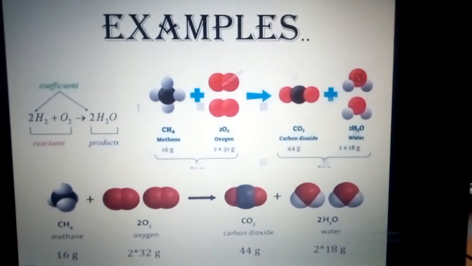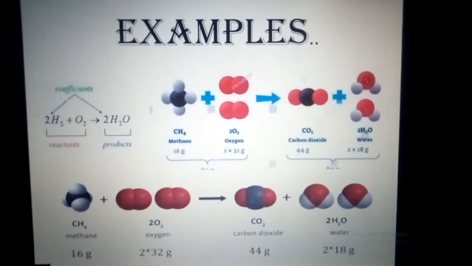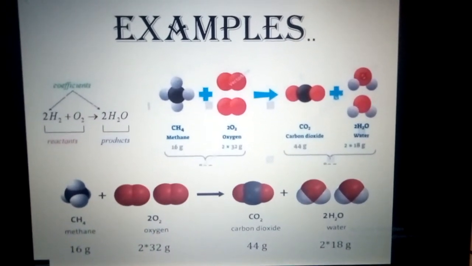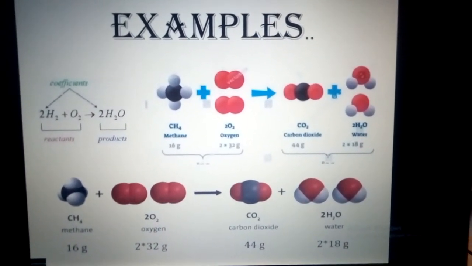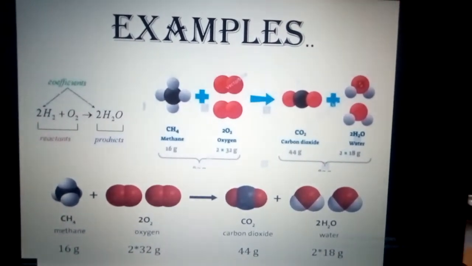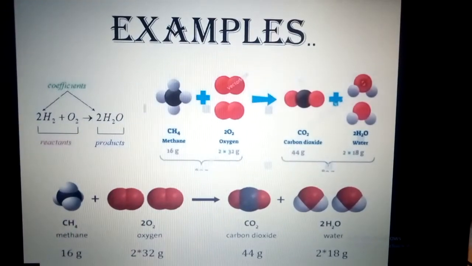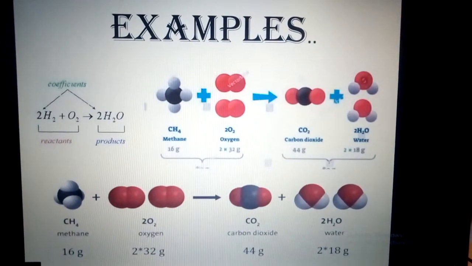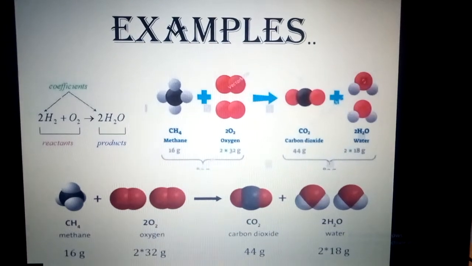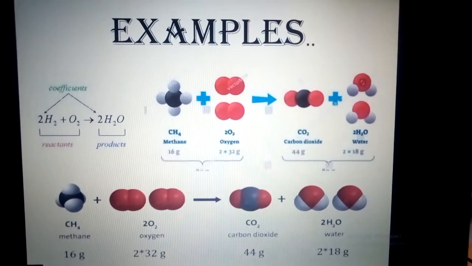In the next example, we have 16 gram of methane reacting with 64 gram of oxygen to produce 44 gram of carbon dioxide and 36 gram of water. In this reaction also, the sum of masses of reactants is equal to the sum of masses of products. Hence, we can say that the law of conservation of mass proves to be true for these reactions.